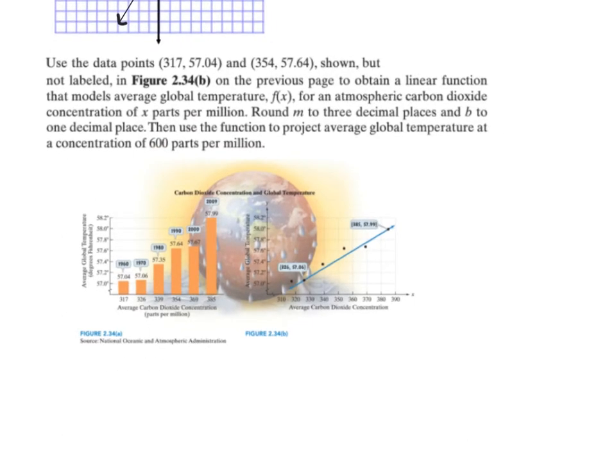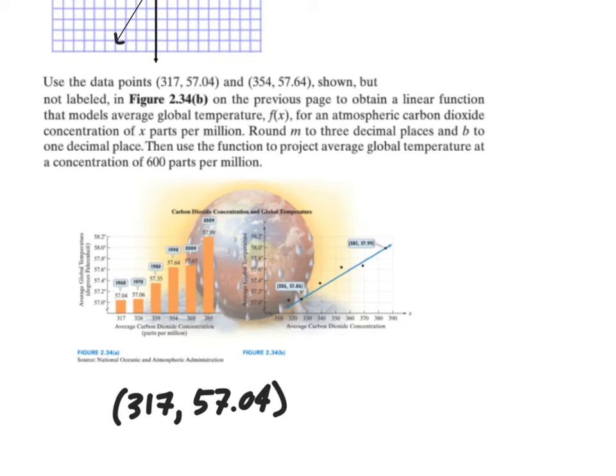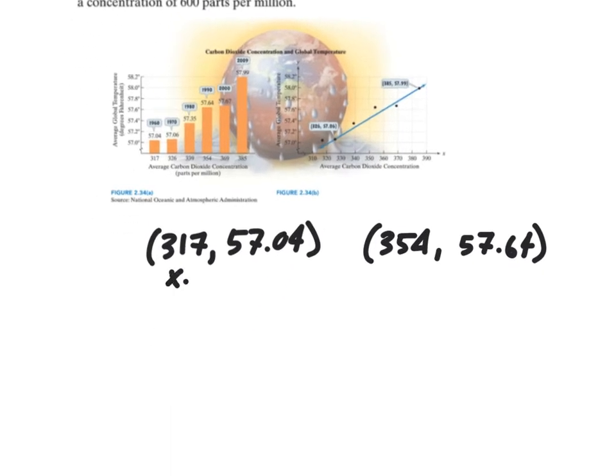So here's what we're going to do. We're going to create a function here. Let's just copy down our points. I've got 317, 57.04, and then I've got the point 354, 57.64. Okay, so on this, what I want to do is just calculate my slope. The numbers are a little bit different, but I'm not going to be doing anything different on this problem. So I'm going to call this x sub 1, y sub 1, x sub 2, y sub 2.